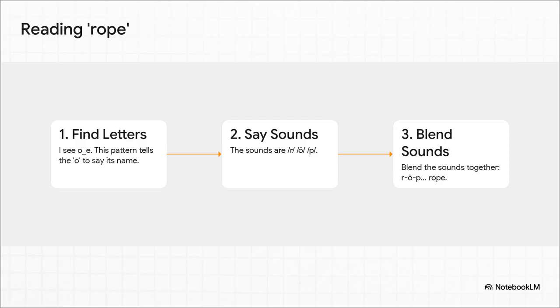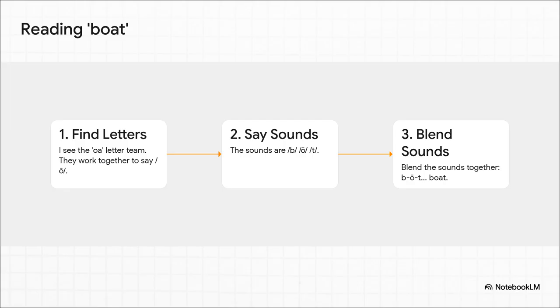All right, let's take a look at this word rope. So the first thing I do is look for clues. And bingo, I see that O in the middle and that silent E at the end. That E is like a little bit of magic, telling the O to say its name. So I sound it out. R-O-P. Now let's put it all together. R-O-P. Rope. See how that works?